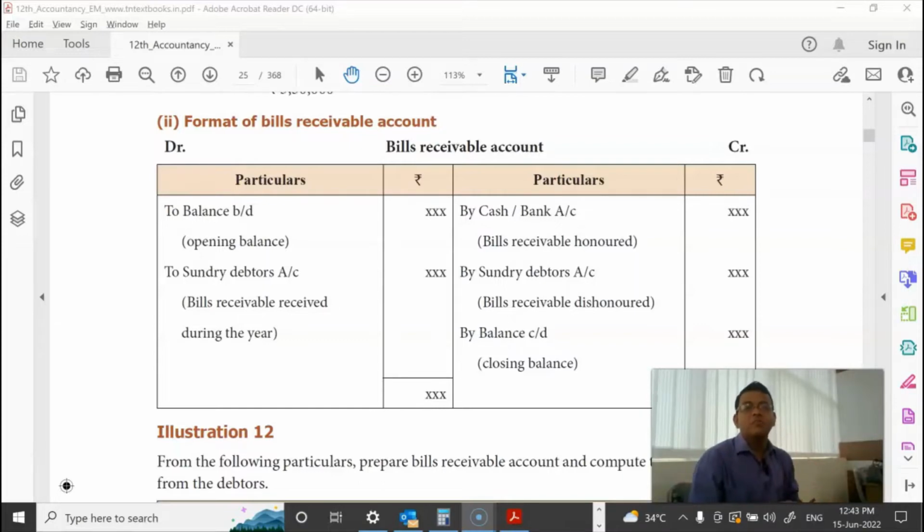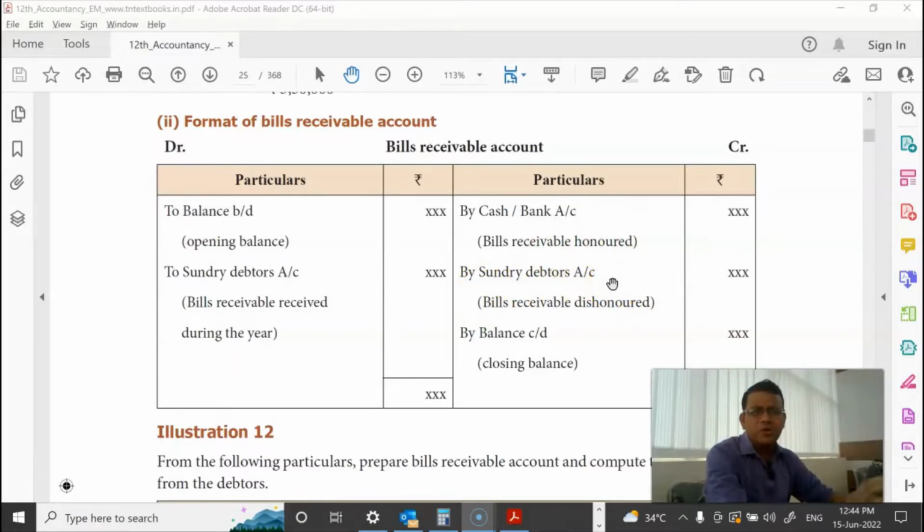The same way we will prepare the bills receivable account, and the bills receivable account obviously will again have an opening balance on the debit side because it is also an asset. So we have the opening balance, and if you remember, in the debtors account on the credit side we had mentioned by bills receivable. The same account we'll maintain over here. We are going to have sundry debtors account over here, and if there is any dishonor we'll write by sundry debtors. Okay, very simple.